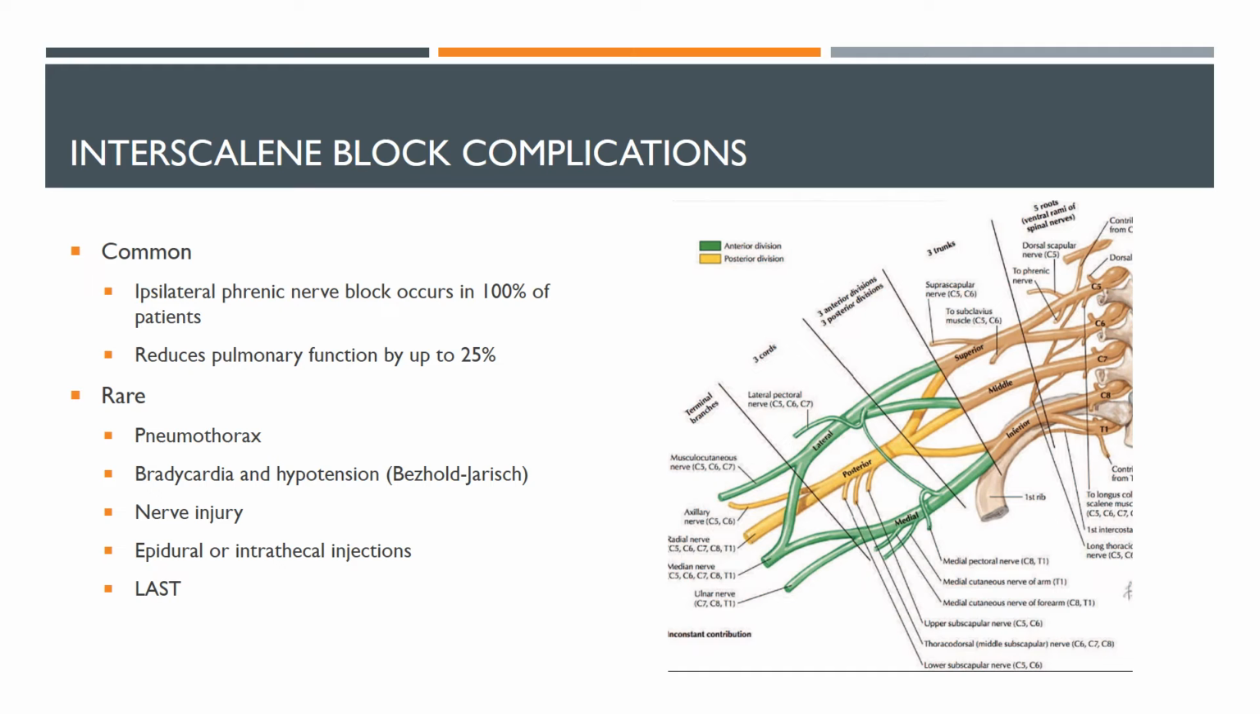Rare complications that occur include pneumothorax, although this is incredibly rare given the fact that you are far away from the lung pleura. You can get the Bezold-Jarisch reflex, which of course is bradycardia and hypotension that results from vasodilation and venous pooling, ultimately underfilling the ventricle and having the resulting bradycardia and hypotension.